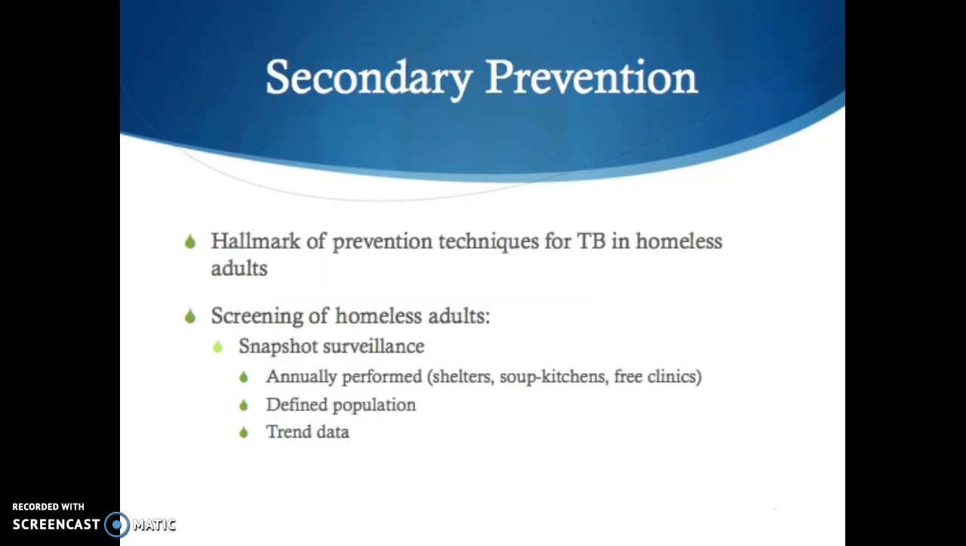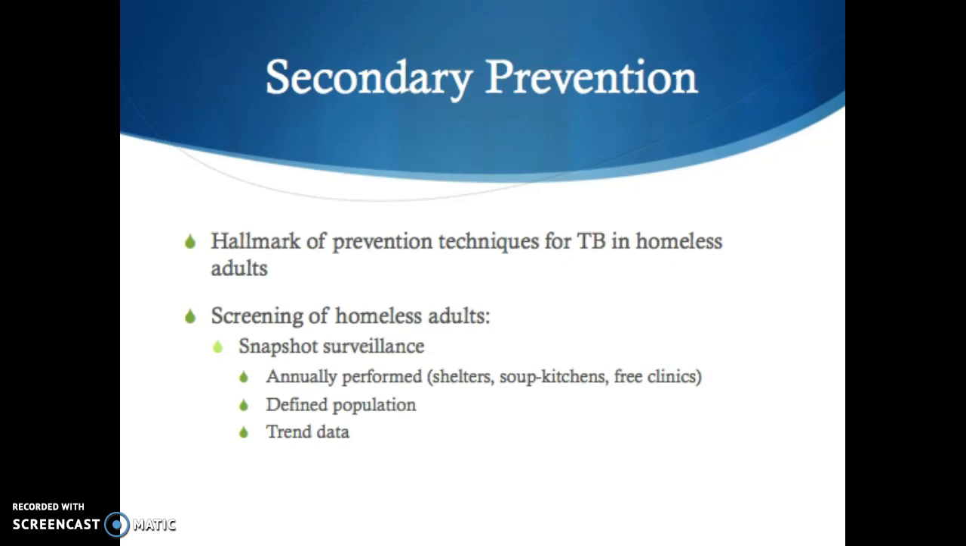Secondary prevention really focuses on those screening tools. Annually performed snapshot surveillance is a great option for looking at a large group of individuals, a defined population. You pick out the shelter, soup kitchens, free clinics, areas where you know that the homeless tend to be, and then every year you look at that area compared to the year before or the previous years and determine what the threshold of tuberculosis instances are in that population, if you're trending upward, trending downward, etc.